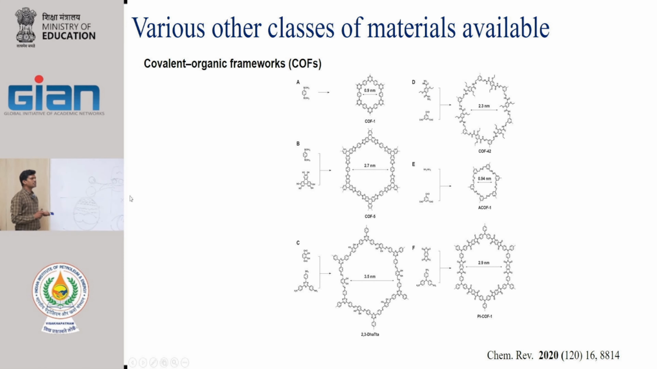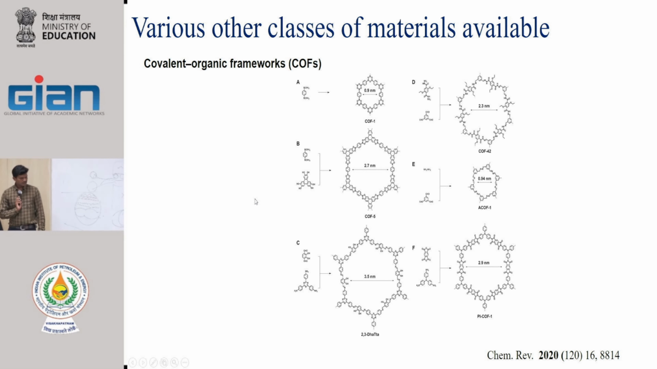So the next class of materials people are now trying to explore is covalent organic frameworks. It is similar to metal organic frameworks, but the covalent organic frameworks will not have any metal. So it is connected by a covalent bond. All the linker molecules are connected through a covalent bond and form a well-defined structure. As you can see here, the structures are very well defined.